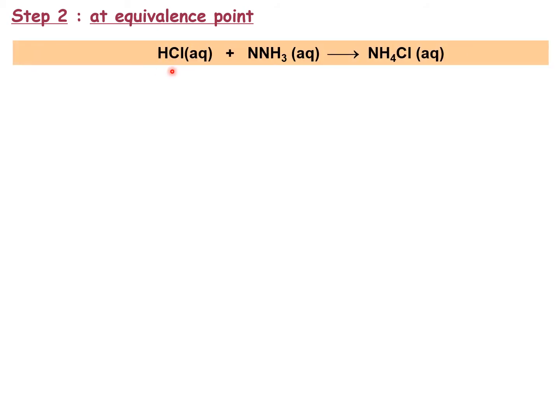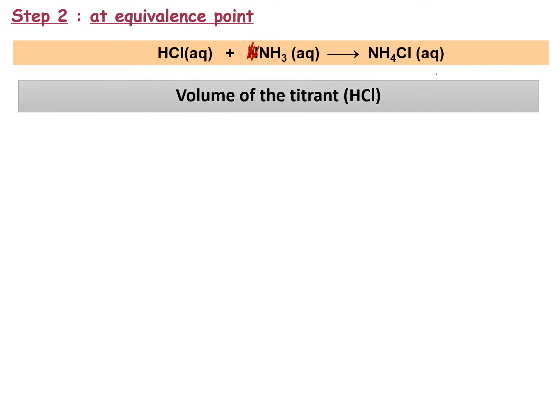So, ini equation kita: HCl tambah NH3, akan dapat NH4Cl dekat sini. So bila dah dapat NH4Cl, ini equation kita. Let's start with the first one: find the volume of titrant, which is HCl.